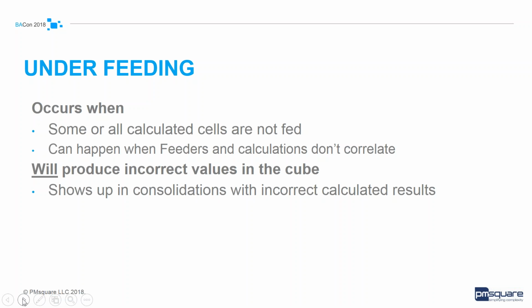Underfeeding can occur when some or all calculated cells are not fed, which can cause consolidations to be zero or incorrect. Underfeeding means the consolidation engine is skipping cells with values. Underfeeding can happen when you feed from a value that doesn't correlate with the calculation, or sometimes your feeder can miss the target entirely. When that happens, it can be apparent very quickly because the consolidations will be zero.